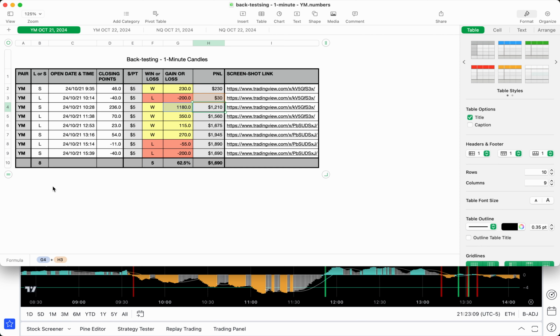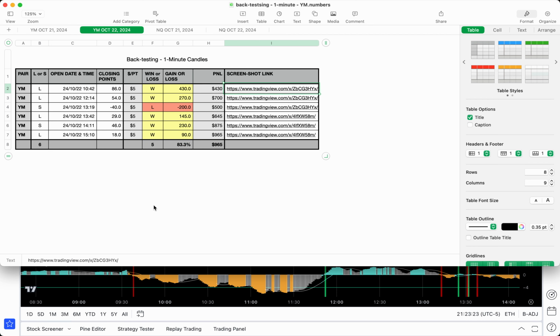And for the day, we have 8 trades, 5 wins. That's a 62.5% win rate. And the profit for the day is $1,690. So that's looking good. So let's carry on. We did the 21st. Now we do the same thing for the 22nd. We had 6 trades, 5 wins, 83% win rate. That's looking great. But the profit was less because the wins weren't as big.